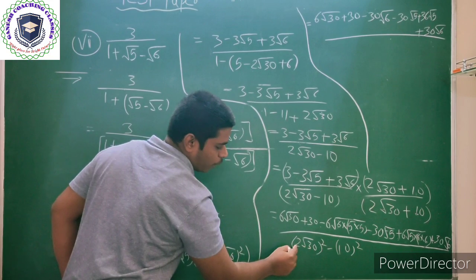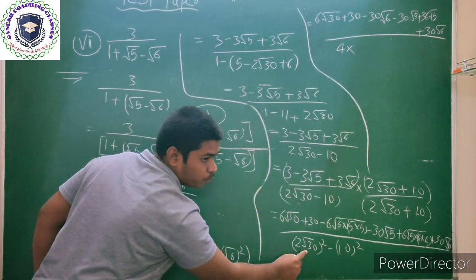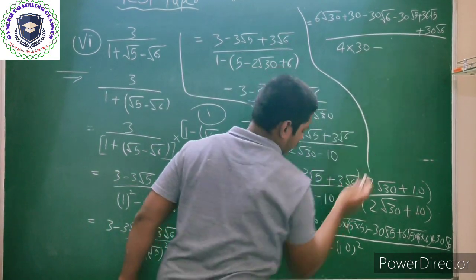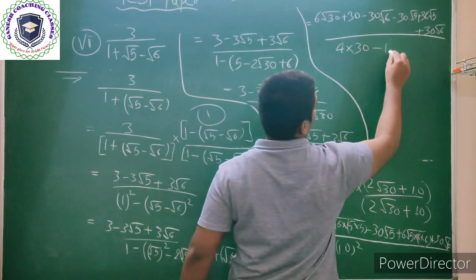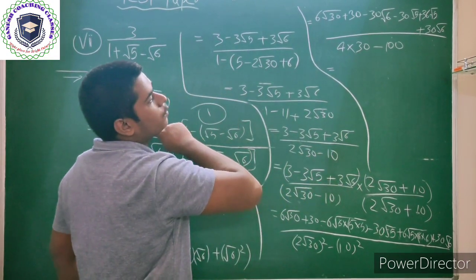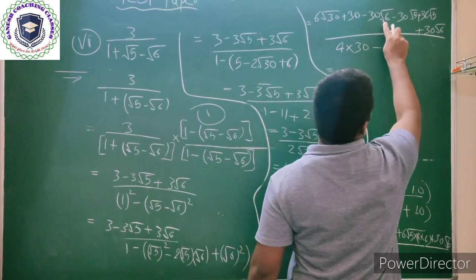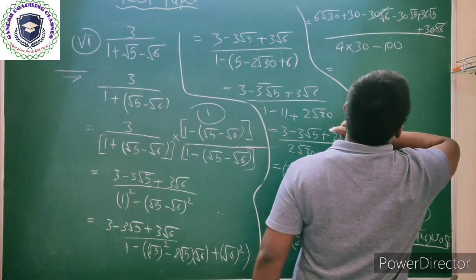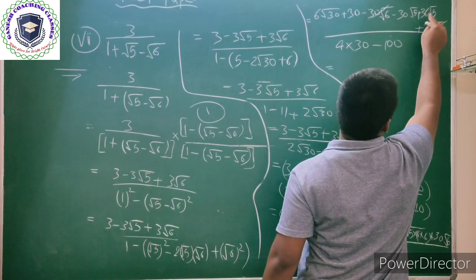Okay, what is the square of 2? That is 4. Okay, and square of root 30, that is 30, minus. Okay, what is the square of 10? That is 100. Now we have to simplify. Check which term is going to be cancelled in the numerator. Okay, here minus 30 root 6 and here plus 30 root 6. This is going to be cancelled, and here minus 30 root 5 plus 36 root 5.